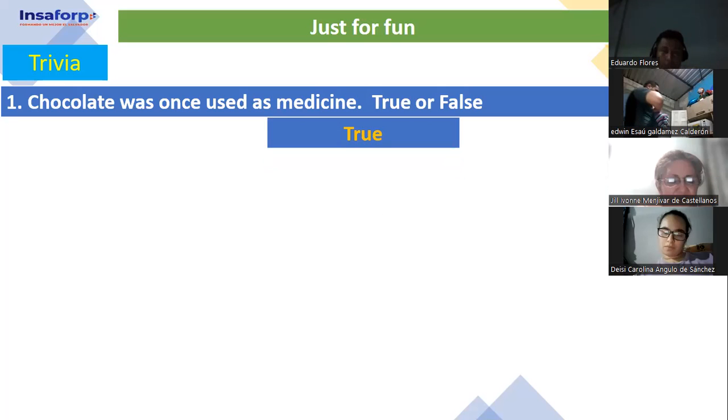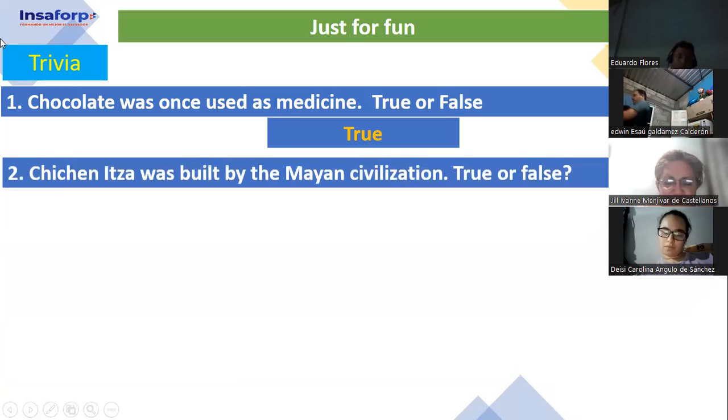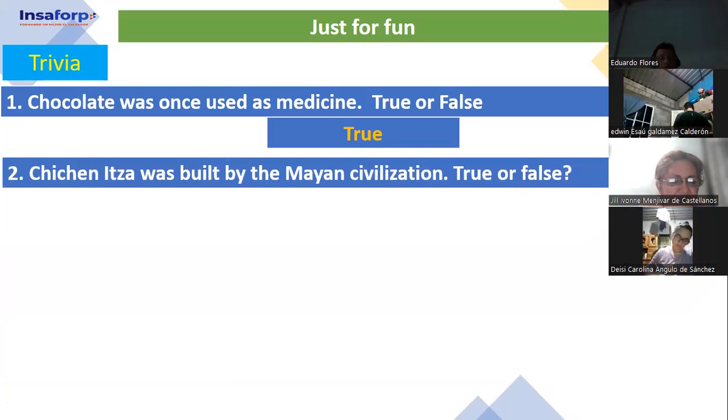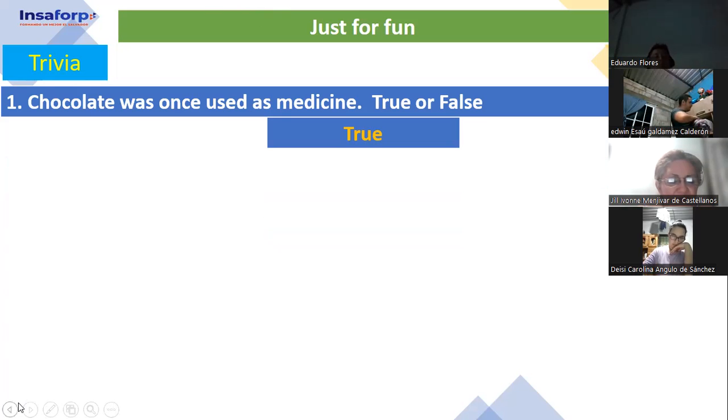Yes. Some people used chocolate as medicine in the past, especially the Mayans and the Aztecs, right? Entre más puro es mejor el chocolate. Chichen Itza was built by the Mayan civilization. True or false? True. Yes. Correct. Next one.